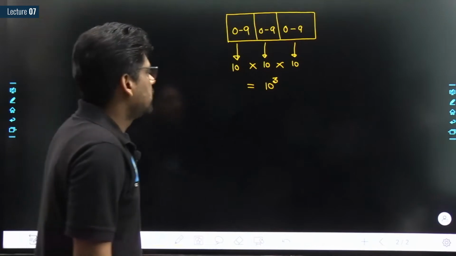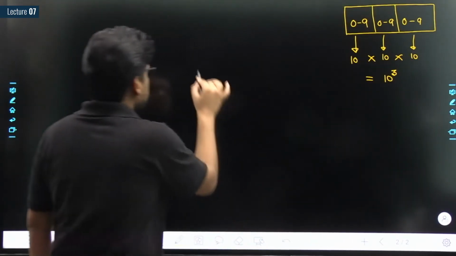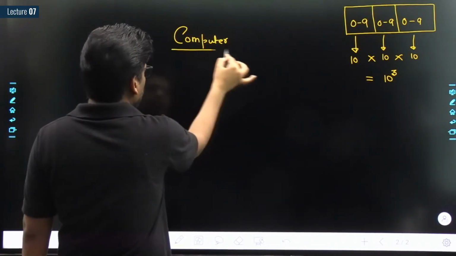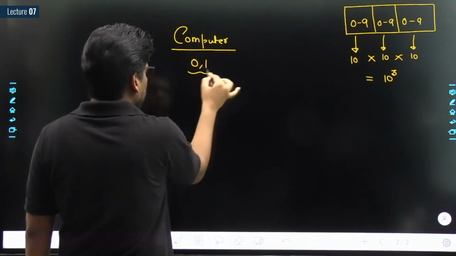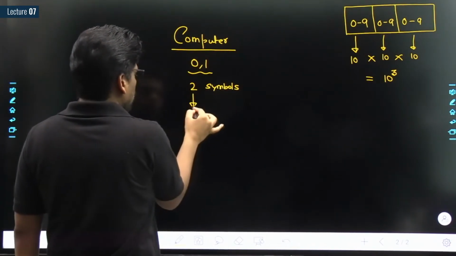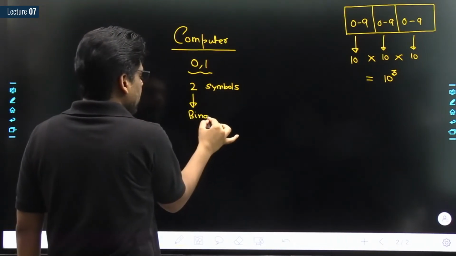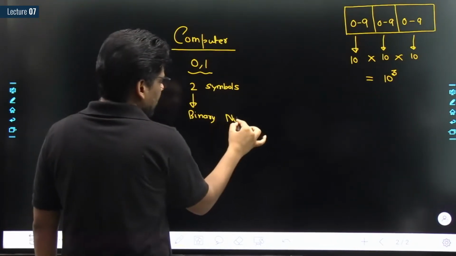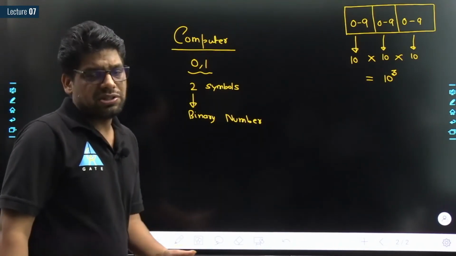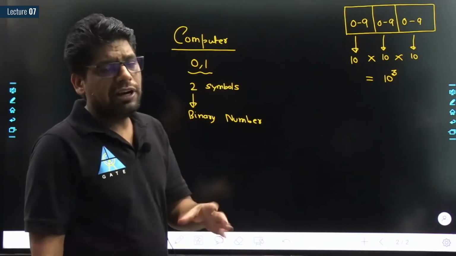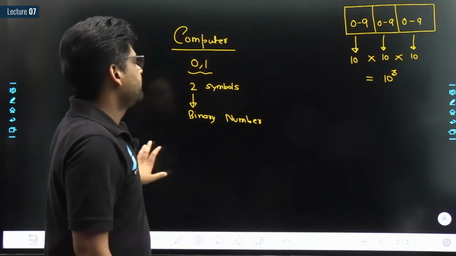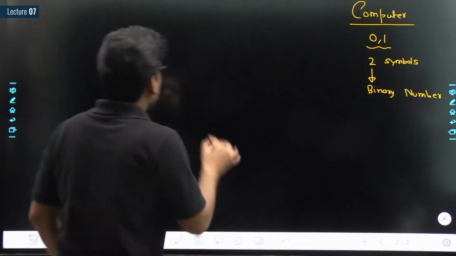Okay. This is about the decimal number system. When we talk about computers, it only understands 0 and 1. That means only 2 symbols, that is binary. So what a computer understands is binary numbers or binary code or binary number system, in which every number can be represented by only 2 symbols, 0 and 1. That means we will only talk about 0 and 1.